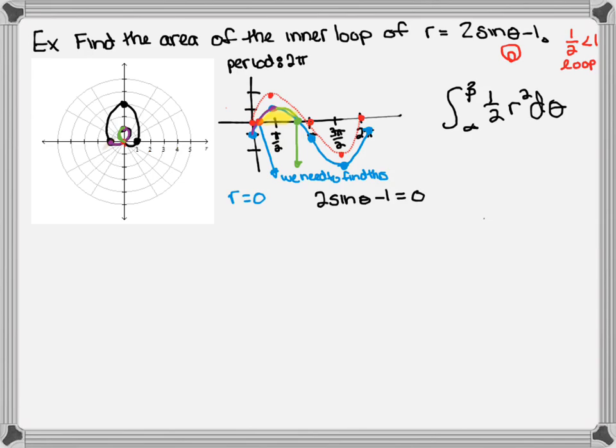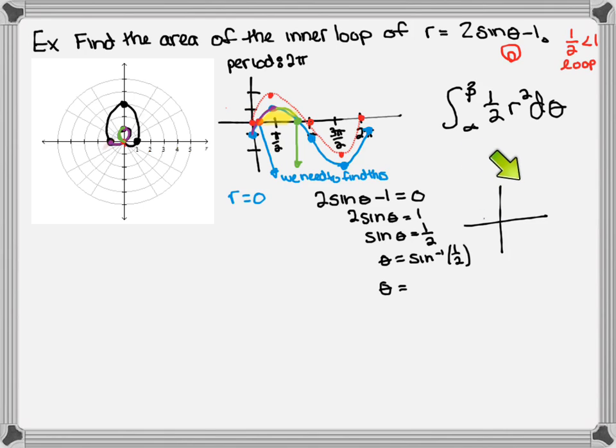So we're going to add 1 to both sides, divide by 2, and then take sine inverse. So I need to find sine inverse of 1/2. If you look at the unit circle, when sine is positive, the y value is going to occur in both quadrant 1 and quadrant 2. So I'm going to have pi over 6 and 5 pi over 6. So those are going to be my zeros.